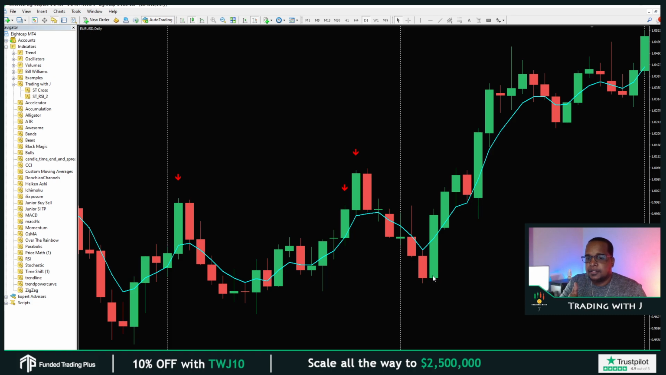This is not martingale and this is not a grid trading system. This is just scaling in to get a better price before the trade comes to an end. So let's look at how this plots.